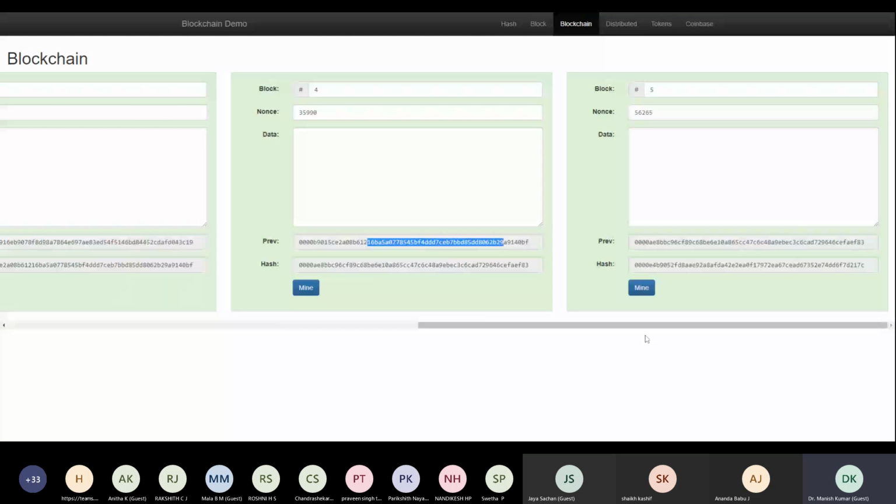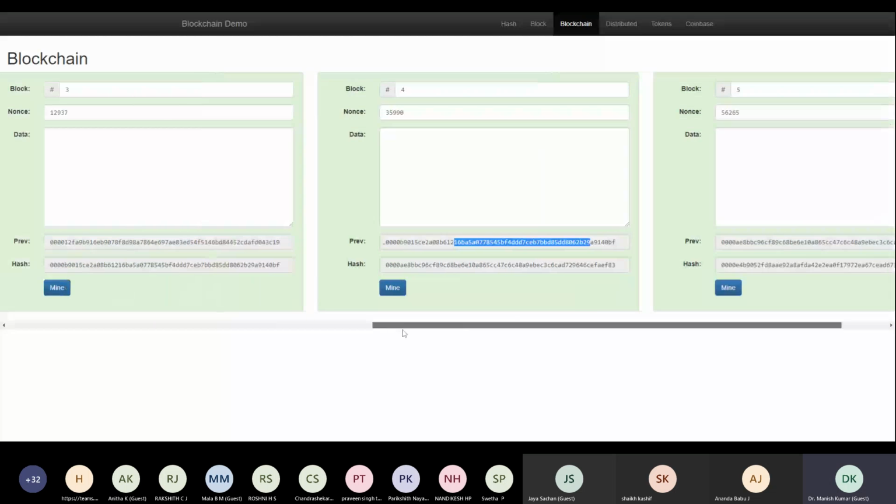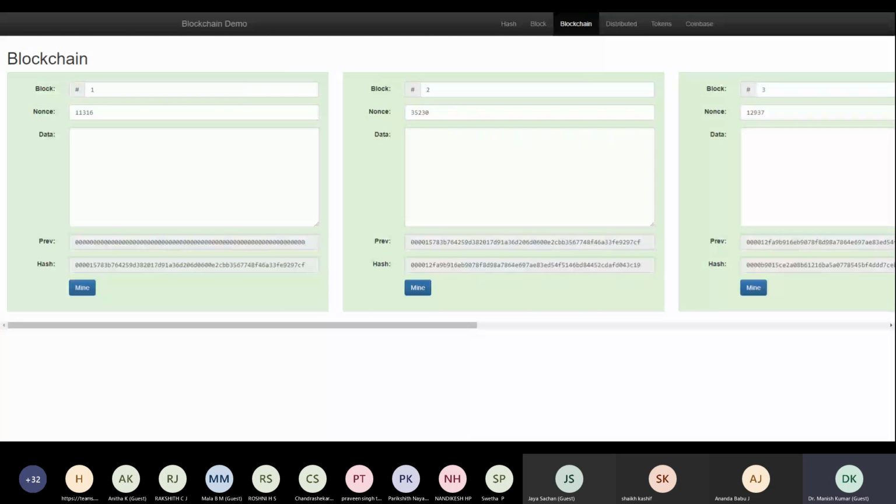So, what is important to understand now? That each block contains the data, the hash of the previous block, and the hash of the current block. If it is the first block, obviously the previous block hash will be 0.